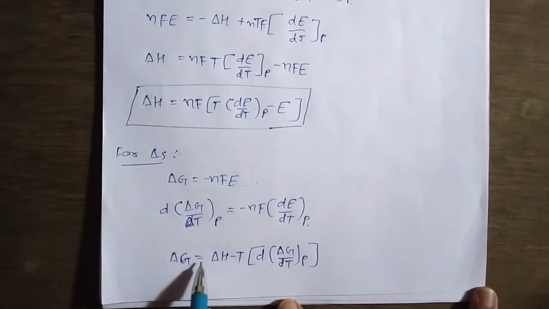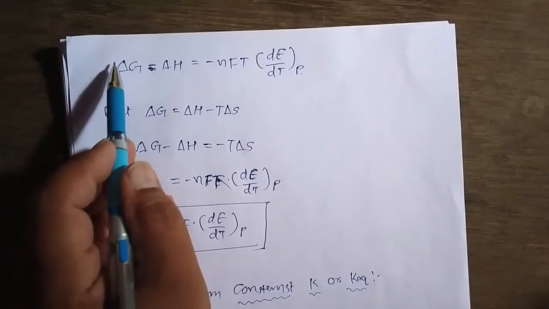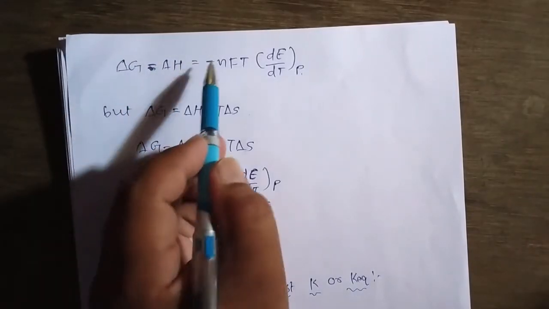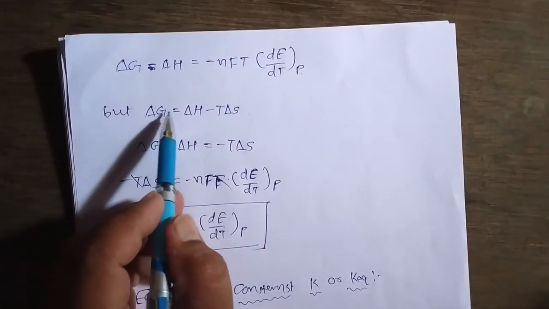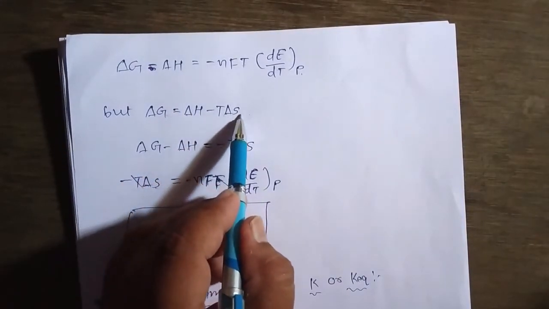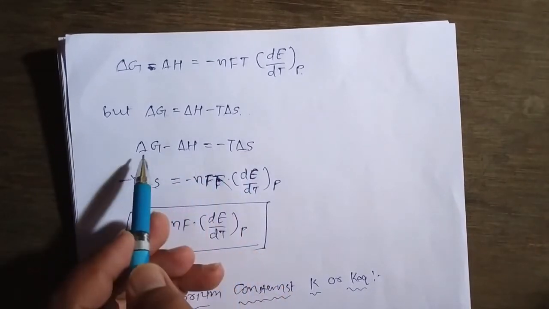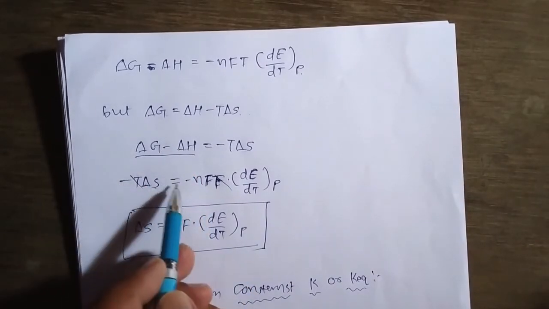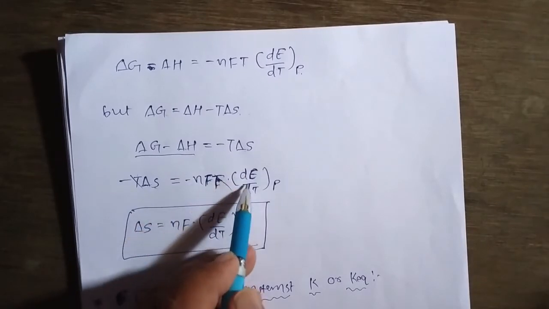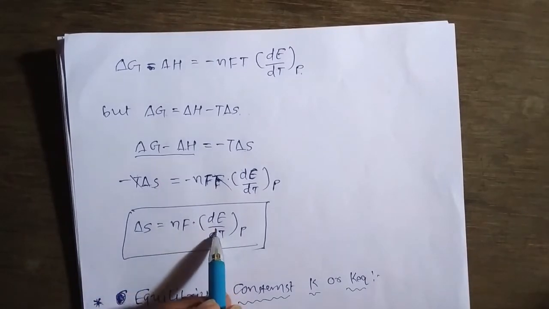And delta G is equal to delta H minus T in square brackets d(delta G)/dT at constant P. And delta G minus delta H is equal to minus nFT dE/dT at constant P. But delta G is equal to delta H minus T delta S, so delta G minus delta H is equal to minus T delta S. Now put the value of delta G minus delta H. That means minus T delta S is equal to minus nFT into dE/dT at constant P. Then delta S is equal to nF into dE/dT at constant P.